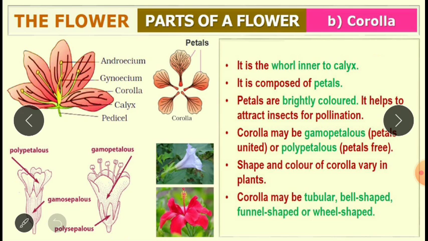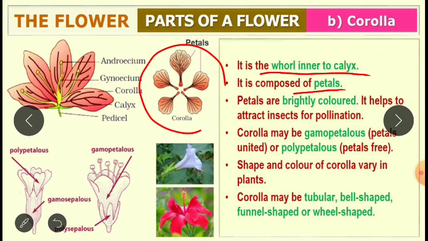Coming to the corolla. The corolla is nothing but the whorl inner to the calyx. So after the calyx, what you are having? It is the petals. So this group of petals is known as the corolla. So calyx is the sepals. After that, next the petals is nothing but your corolla. So petals are brightly colored. They are having beautiful colors. And this beautiful color of the petal is helping for attracting the insects and for pollination.